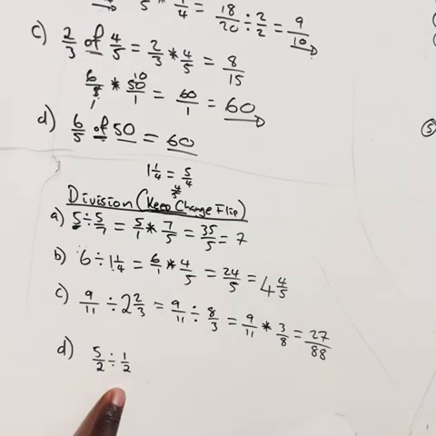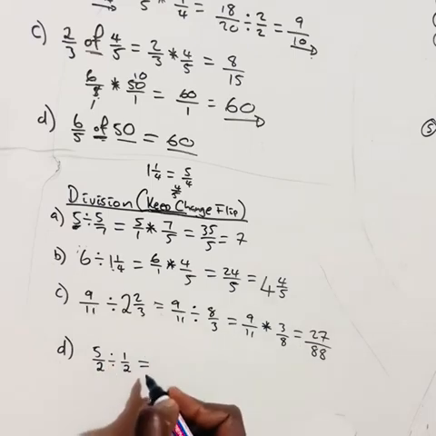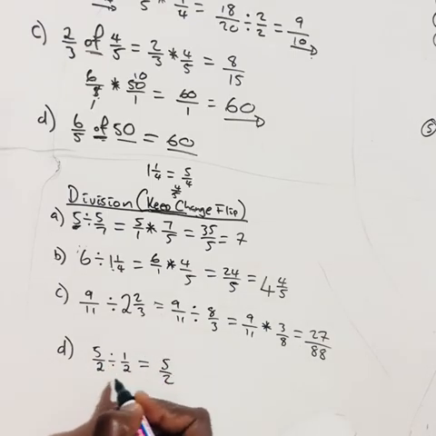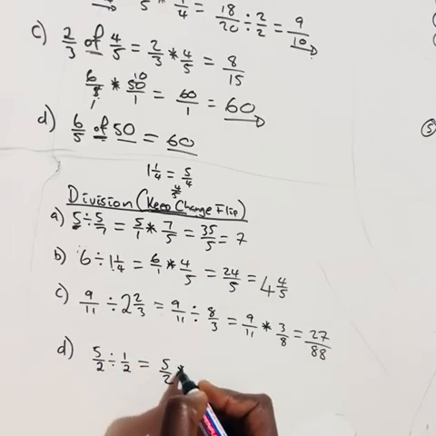Then we go to the last one in terms of division. We've got 5 over 2 divided by 1 over 2. Right? So we have an improper fraction and a common fraction. We keep 5 over 2. We change the division sign to multiplication sign.